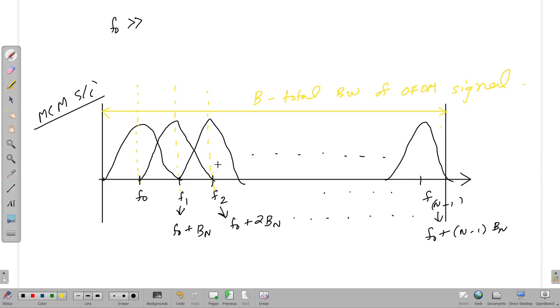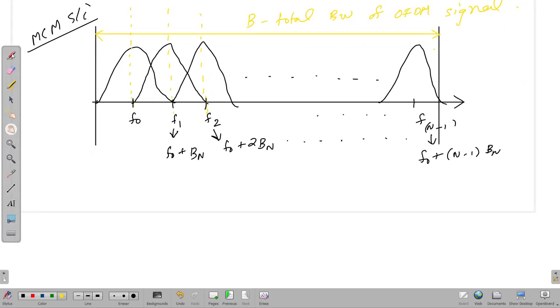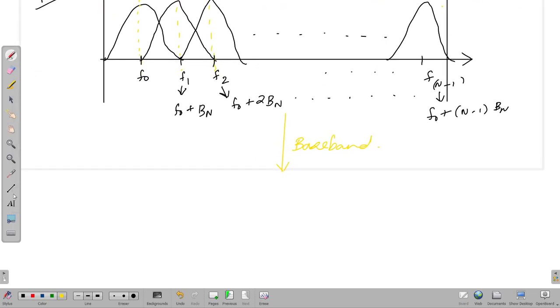So they had the idea to bring this signal into baseband. First of all, they brought this signal to baseband. How can you bring it? I told you f0 is a very high frequency. You subtract that from this system, so the whole set of subcarriers gets shifted to baseband. So baseband is basically low frequency.